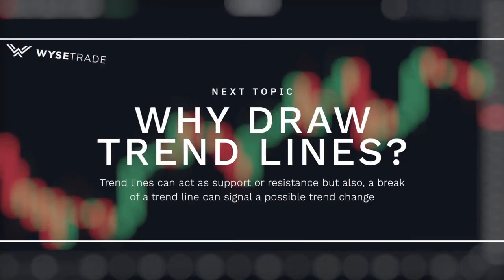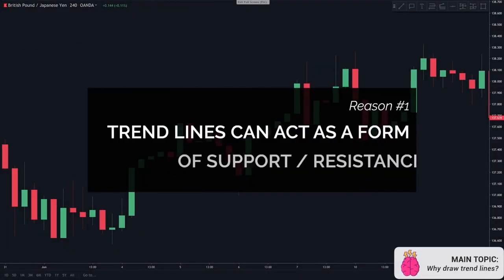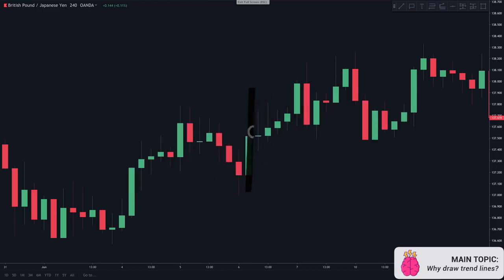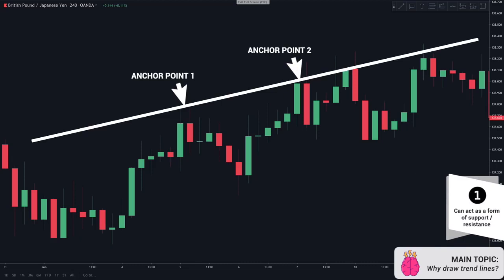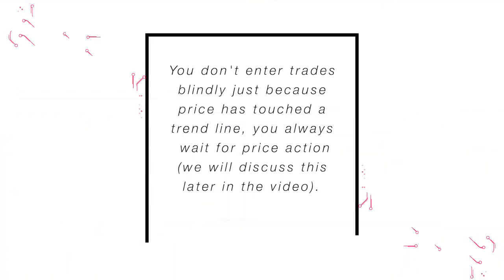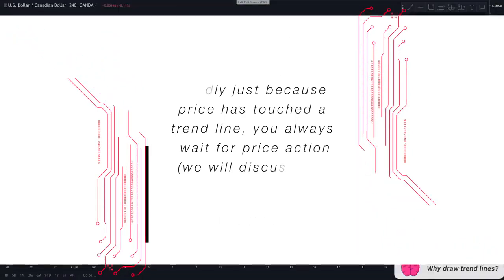So, why exactly do we draw trend lines? The first reason is because trend lines can act as a form of support or resistance. Along the top, the trend line acted as resistance when price touched it, and along the bottom, the trend line acted as support when price touched it. Now you don't enter trades blindly just because price has touched a trend line. You always wait for price action in combination with other factors, which we will get into later in this video.